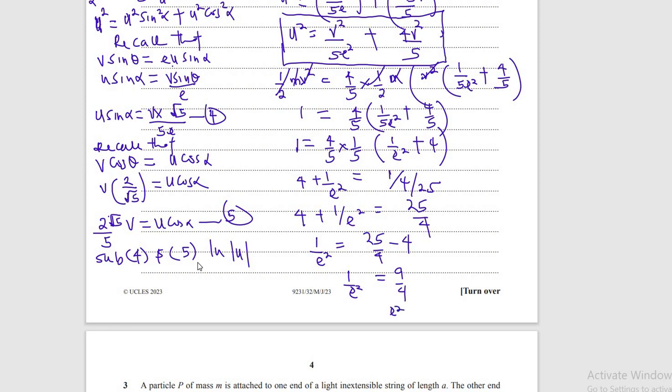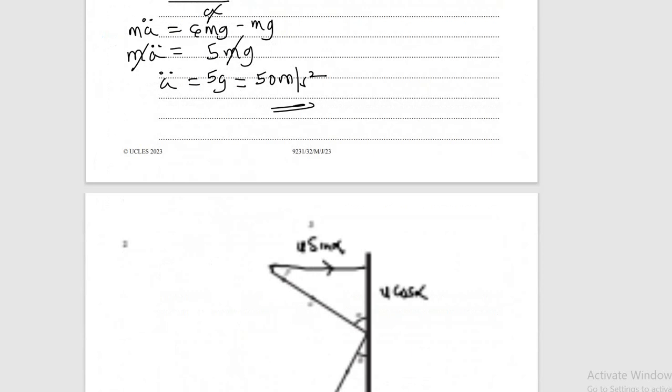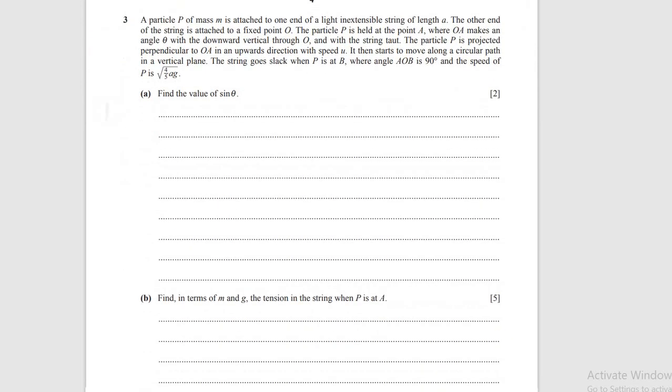So e squared is 4 over 9. e will be plus or minus 2 over 3. So e is 2 over 3, the positive one. So that's the answer, 2 over 3. Let's see the next question, number 3.